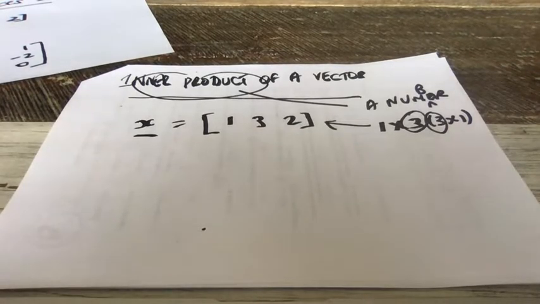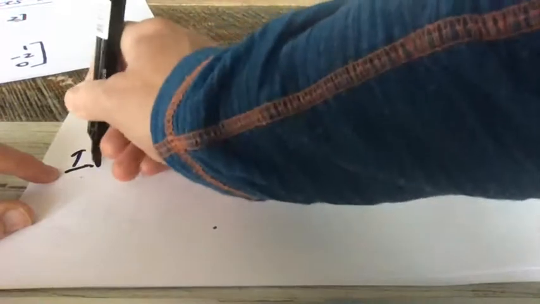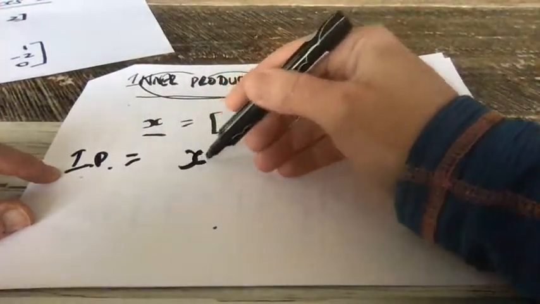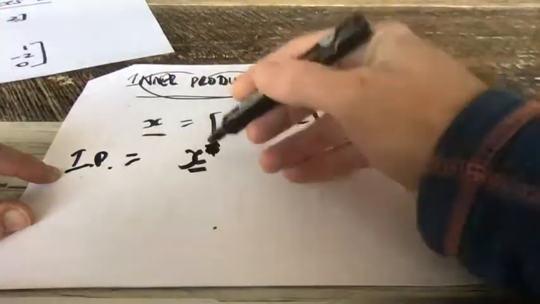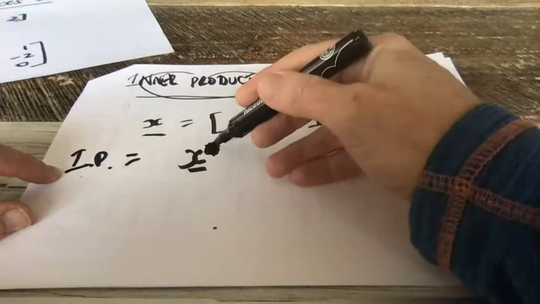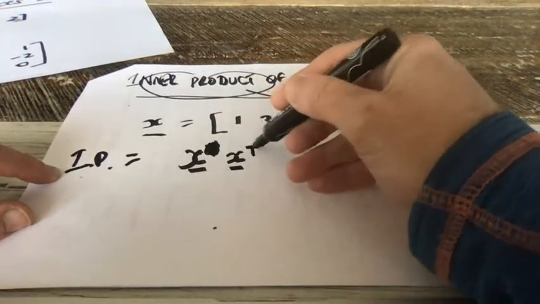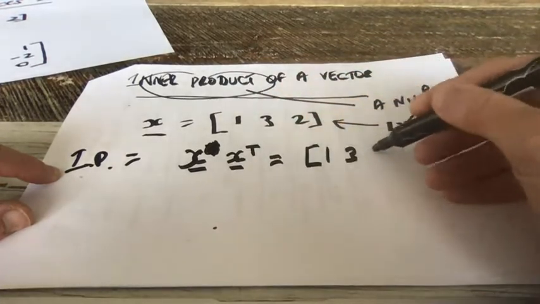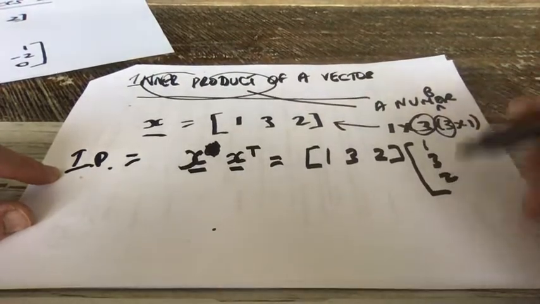And the way you do it, folks, is the obvious one here. Well, it's not obvious actually, but the way that people do it is to get the inner product. Let me call it IP. In this case, we have x. We multiply x by x transpose. So let me just do this. That's 1, 3, 2. And x transpose is 1, 3, 2.